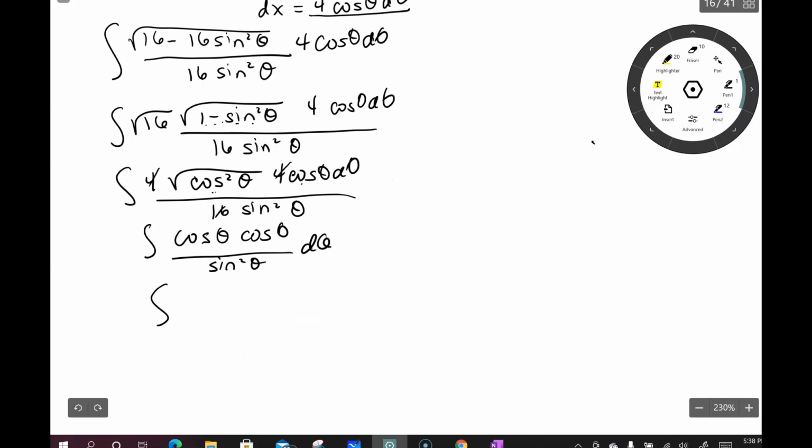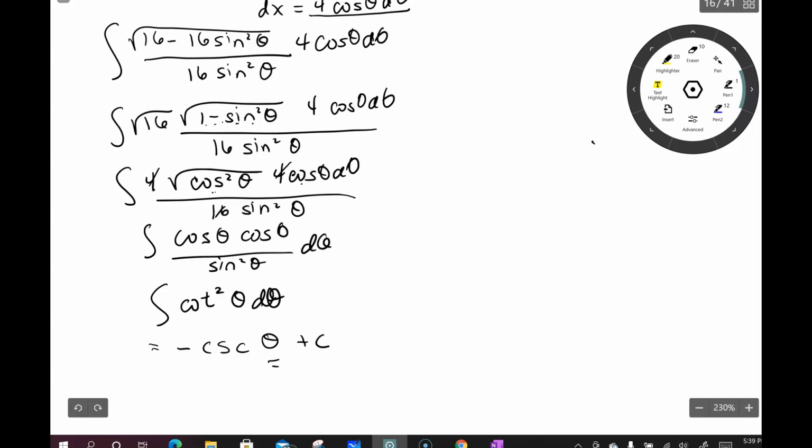So what do I have here? I've got cosine squared over sine squared. That's cotangent squared, right? So you're thinking, what's the antiderivative? What can I take the derivative of to get cotangent squared? That's negative cotangent of theta plus c.